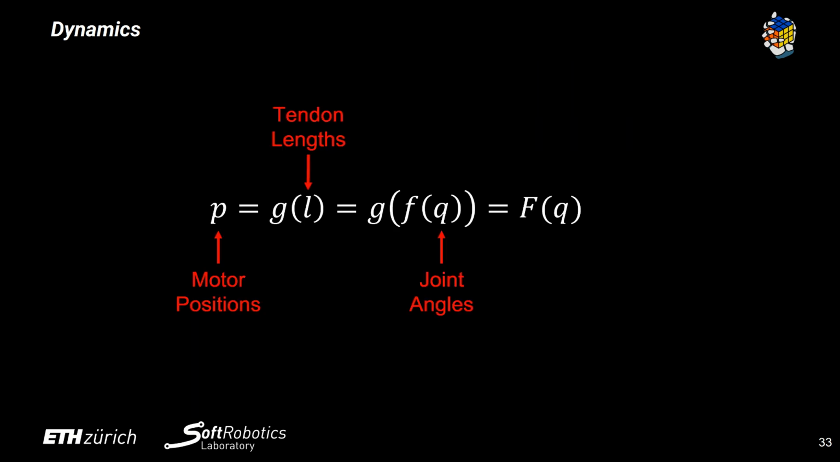So we already know from previous discussions that the mapping between motor and joint positions can be expressed as P equals G of L, which equals G of F of Q, and that is capital F of Q. So the P here represents the motor positions. It is a function of the tendon length L, which is further a function of the joint angles Q. That is, motor positions are also a function of the joint angles.